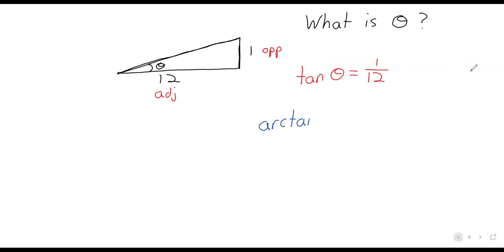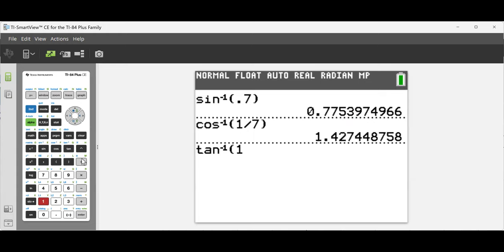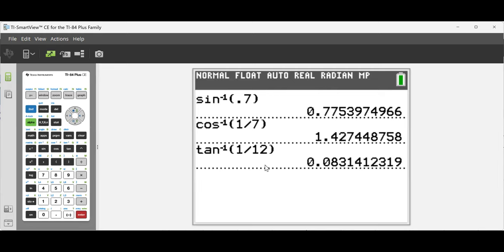Going back to our wheelchair ramp. Theta is the arctangent of 1/12. The arctangent, I should say, is hiding above the tangent, not 1/2, 1 divided by 12: 0.083 radians.